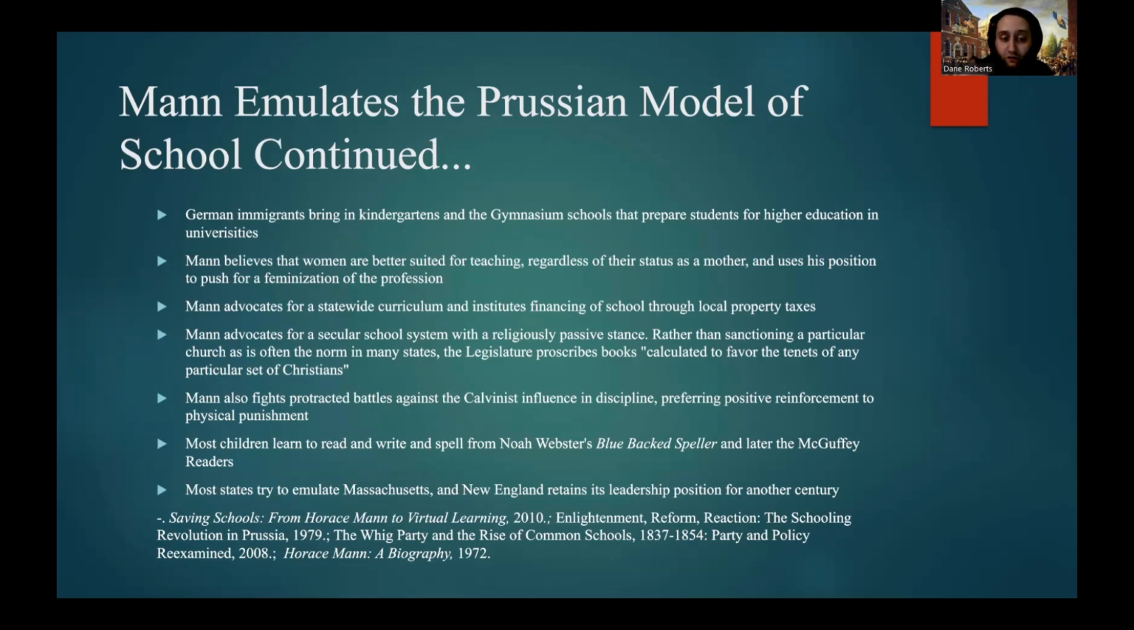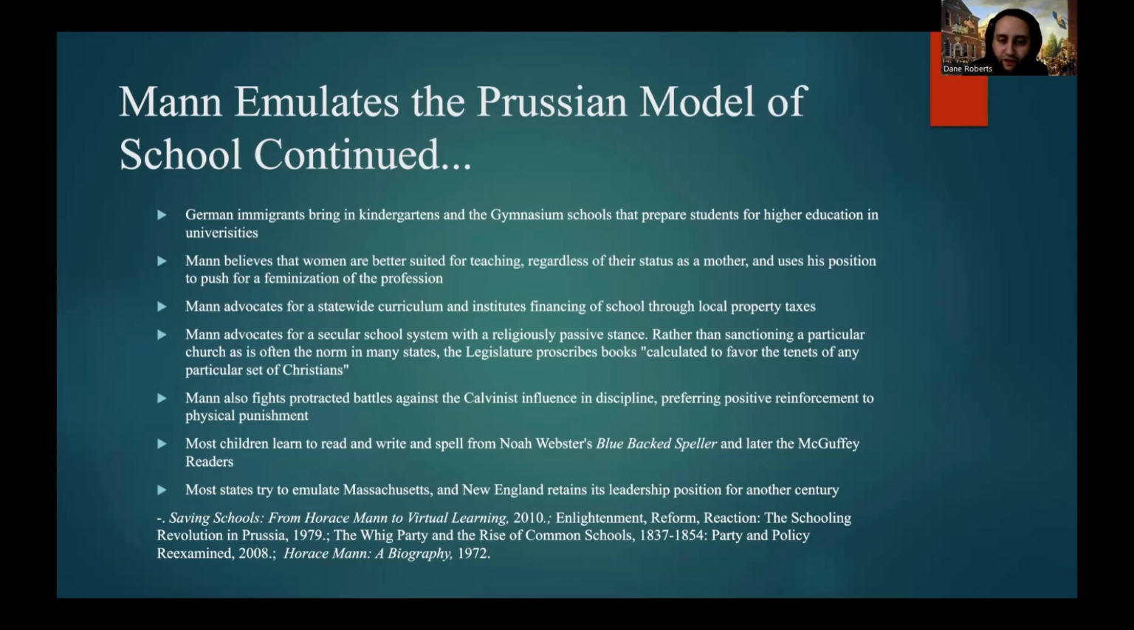Mann would also believe that women would be better suited for teaching, regardless of their status as a mother, and used his position to push for the feminization of the profession. He also advocated for a statewide curriculum and instituted financing of school through local property taxes. Mann also advocated for a secular school system with a religiously passive stance rather than sanctioning a particular church, as was often the norm in many states.